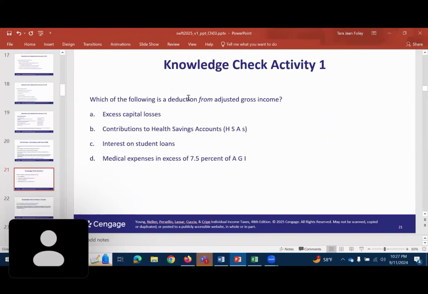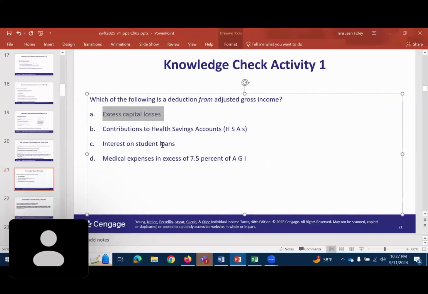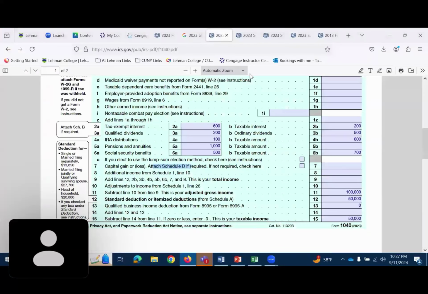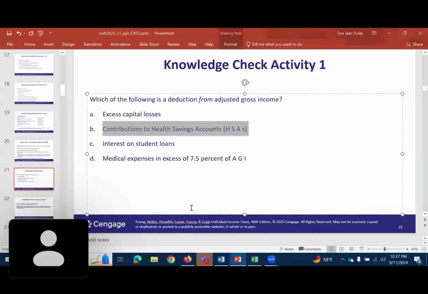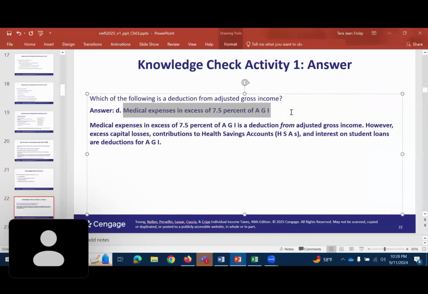So, which of the following is a deduction from AGI? Excess capital losses, which would be on your Schedule D, capital gains and losses. Contributions to a health savings account, which would be on your Schedule 1. So if you look at these forms, you'll know. Interest on student loans is your Schedule 1. Medical expenses is on your Schedule A. And now Schedule A is from AGI minus standard or itemized. So your answer is going to be medical expenses.